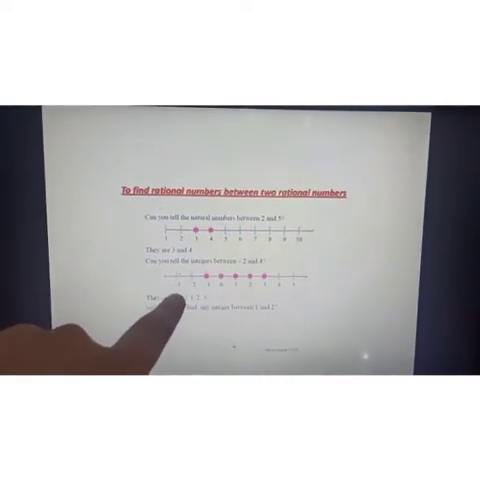So what was my first question? The natural numbers between 2 and 5. What are the natural numbers between 2 and 5? 3 and 4. What was my second question? What are the integers that lie between minus 2 and 4? So what is the answer? Minus 1, 0, 1, 2, 3. So in this way you can find the natural numbers between two numbers, and you can find the integers between two integers. So can you find a rational number between two rational numbers?